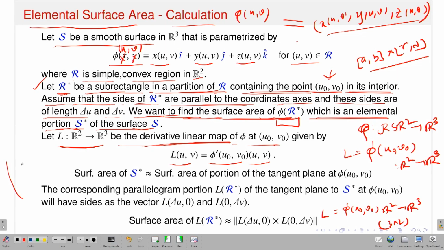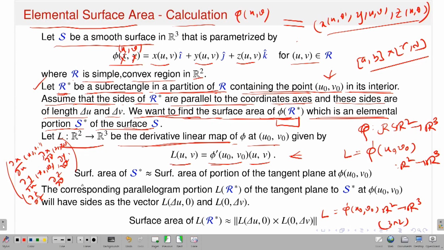So 3 rows: the first row will be del x del u at the point u naught v naught, comma del x del v at the point u naught v naught. Then do the same, del y del u at the point u naught comma v naught, then del y del v, and finally del z del u and del z del v. So this is the 3 cross 2 matrix, and it acts on u comma v, and that is the corresponding linear transformation. So we start with L, the derivative linear transformation of my phi at the point u naught v naught.